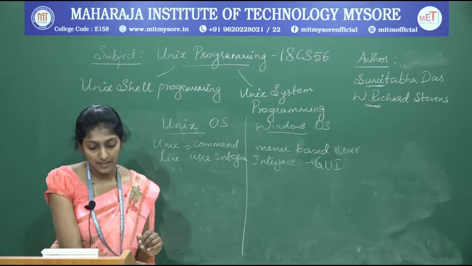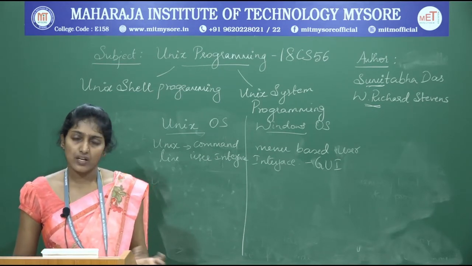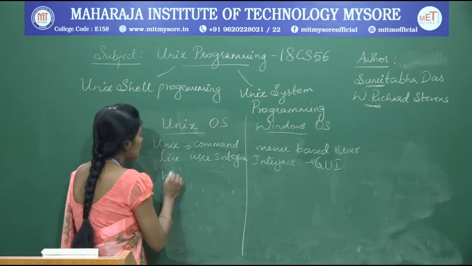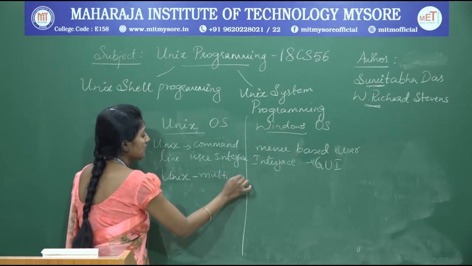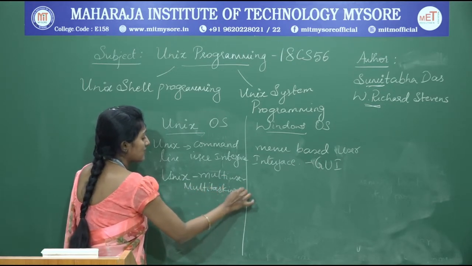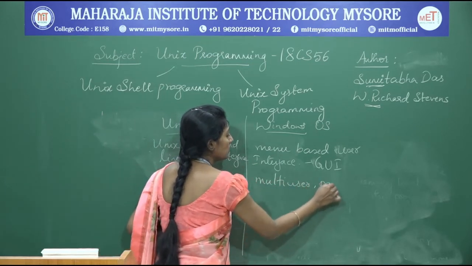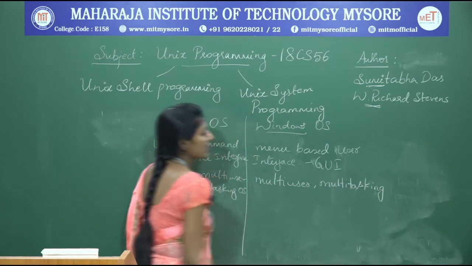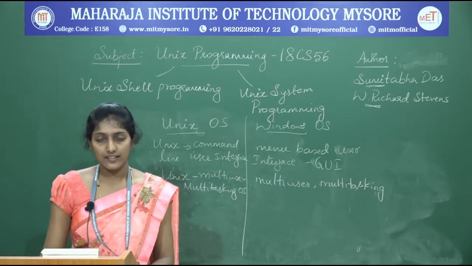Next, Unix is a powerful multi-user and multitasking operating system. Yes, of course, the same feature applies to the Windows operating system also. So, Unix is a multi-user and multitasking operating system, and Windows also supports multi-user and multitasking. So, what do you mean by multi-user and multitasking? Multi-user here refers to what?